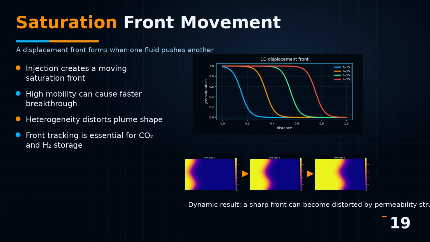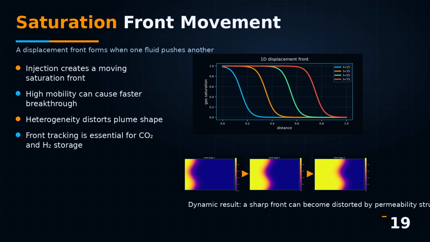The front is controlled by injection rate, permeability, relative permeability, viscosity contrast, gravity, capillary pressure, and heterogeneity. In a homogeneous reservoir, the front may look smooth and symmetric. In a heterogeneous reservoir, it can finger, channel, bypass zones, or become strongly asymmetric.